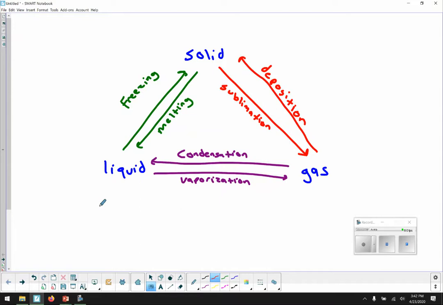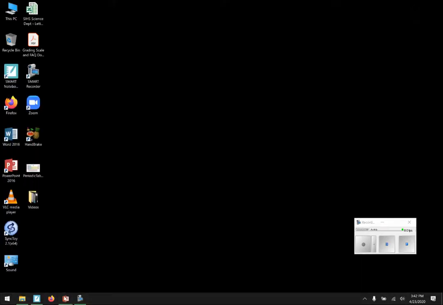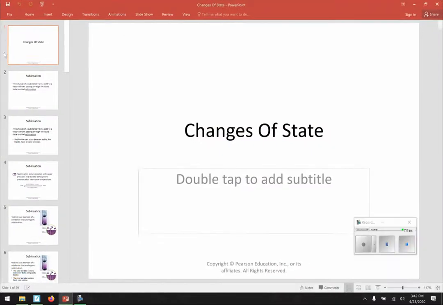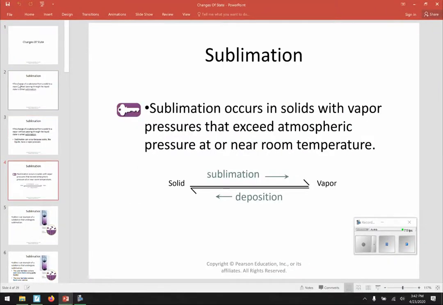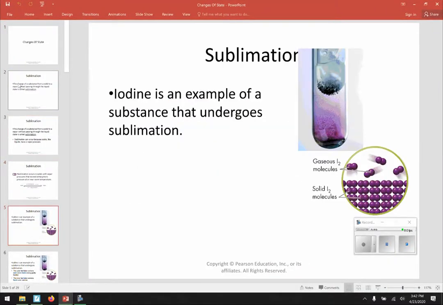So those are the 6 state changes. I just want to make you aware of them. I'm not going to quiz you on this. You could look them up whenever, but I just wanted to make you aware of that. Also, I'm going to quickly go over a couple other things about states, change of state, just to clarify some stuff and cover a bit more before we move on to solutions. So we covered the name of sublimation.